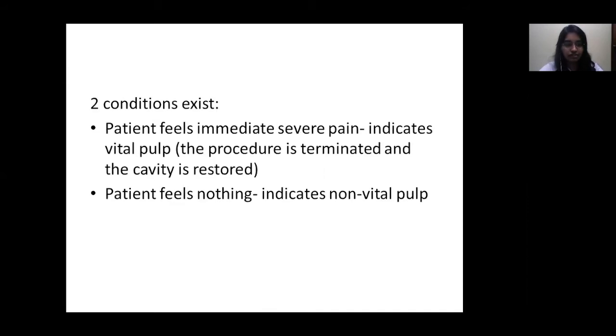The patient is asked to respond if any painful sensation occurs during drilling. The sensitivity or the pain felt by the patient indicates pulp vitality. Here the procedure is terminated by restoring the prepared cavity. If no pain is felt, cavity preparation may be continued until the pulp chamber is reached, and later on, endodontic therapy may be carried out.